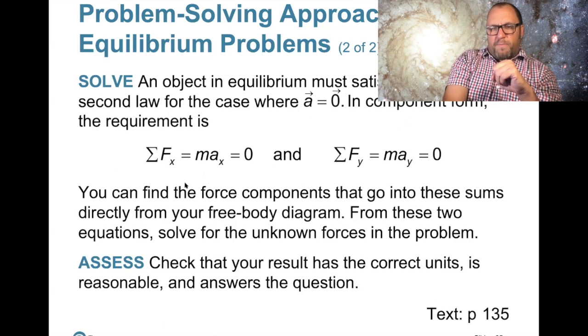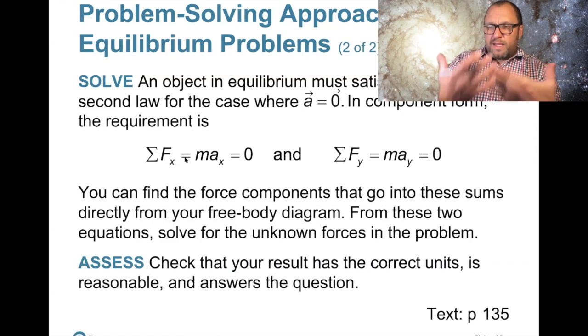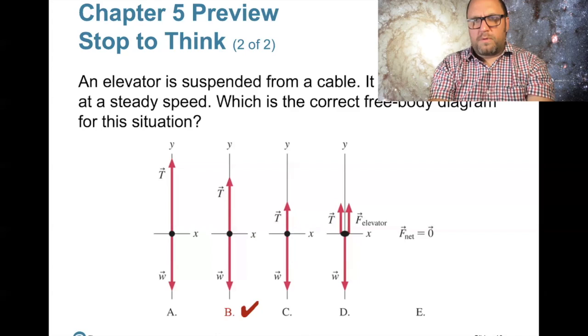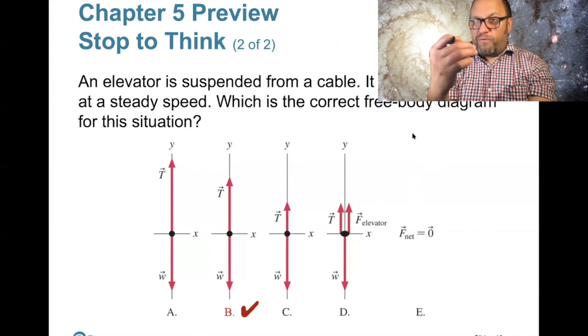So you sum up the forces in X, you sum up the forces in Y, that should equal 0. So going back to this problem, which is the correct free body diagram for the situation? I said that it's not E because F net equals 0 vector, but there's no forces shown. So this is not correct because there's no diagram there. There are forces in the problem, but they are balanced.